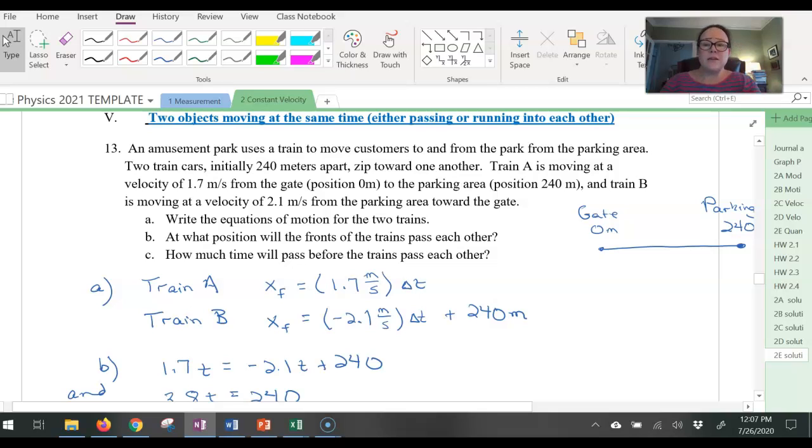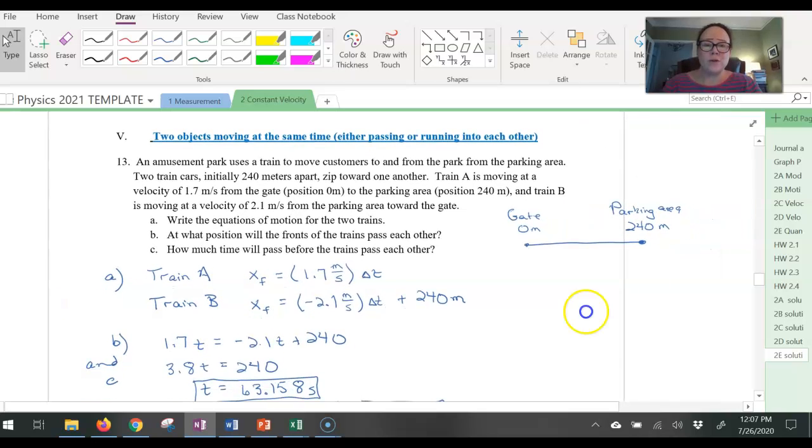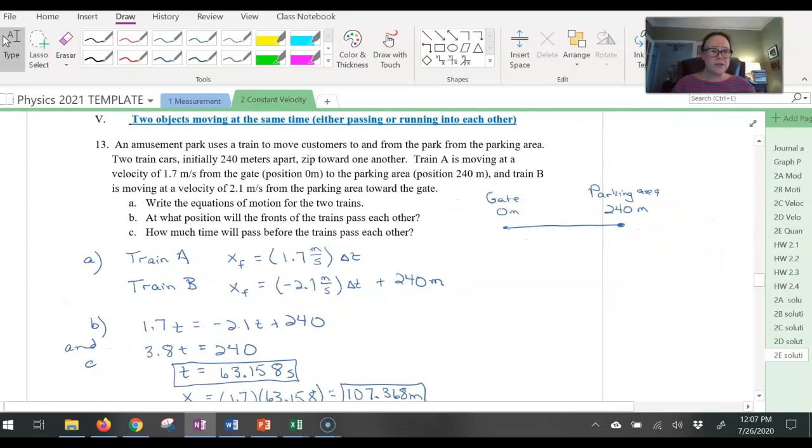Gosh, I'm starting to get confused, so I need a little bit of a diagram, because I have to figure out which one of these is going in the positive direction and which one's going in the negative direction. The gate is the origin, the parking area is at position 240. So train A, which is going from the gate to the parking area, is going in the positive direction. Train B, which is going from the parking area back to the gate, is moving in the negative direction.